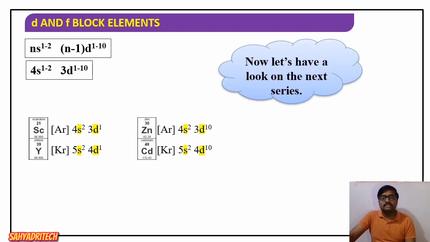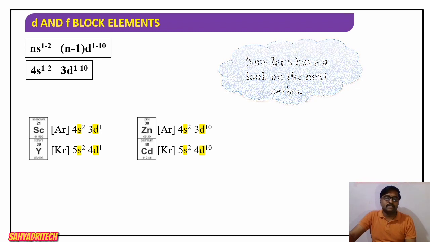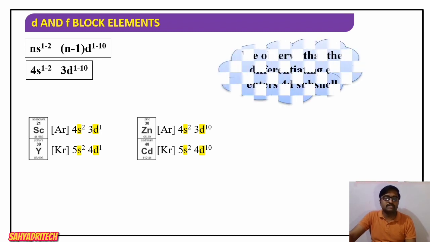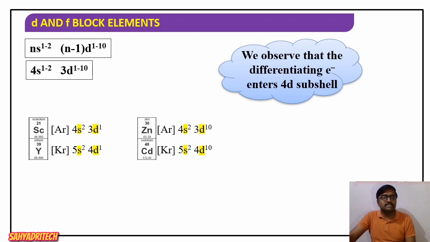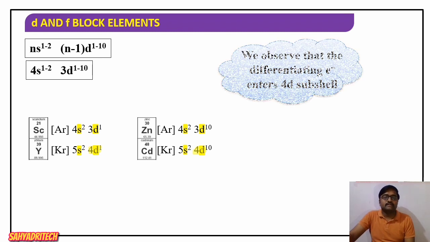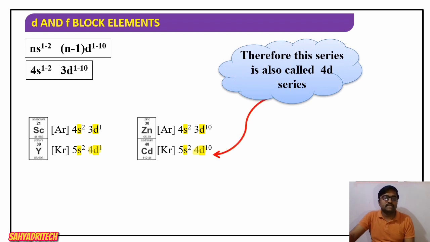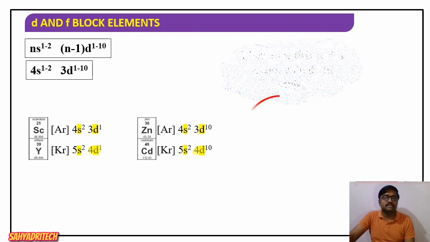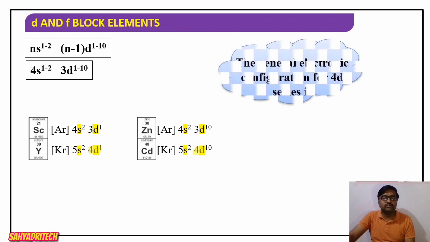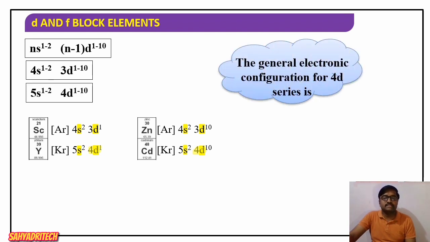Now let's have a look at the next series elements. Here in the next series, the differentiating electron enters into which orbital? That is 4d orbitals of a valence shell. Therefore, the second series is also called the 4d series. Here a differentiating electron enters into 4d orbitals. Then what is the general electron configuration? 5s 1 to 2, 4d 1 to 10.